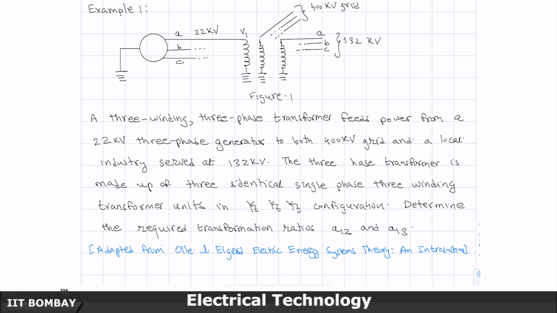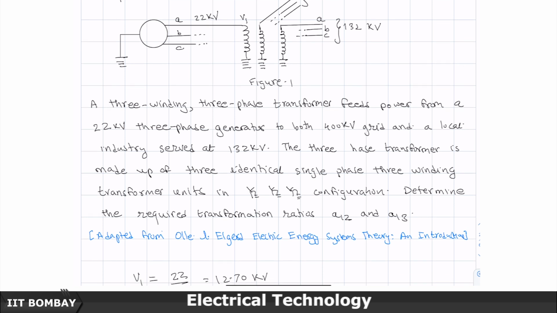The 3 phase transformer is made up of 3 identical single phase 3 winding transformer units, which I just drew below in star grounded configuration. Determine the required transformation ratios from primary to secondary and primary to tertiary.